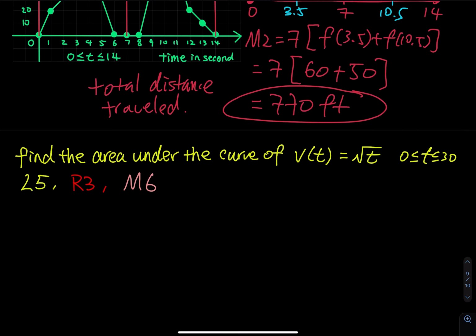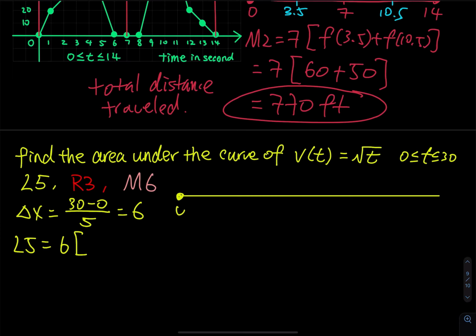Okay, so for L5, what is delta x? Delta x is equal to 30 minus 0 divided by 5, right? So that is equal to 6. And then we have L5, which is equal to 6 times what?